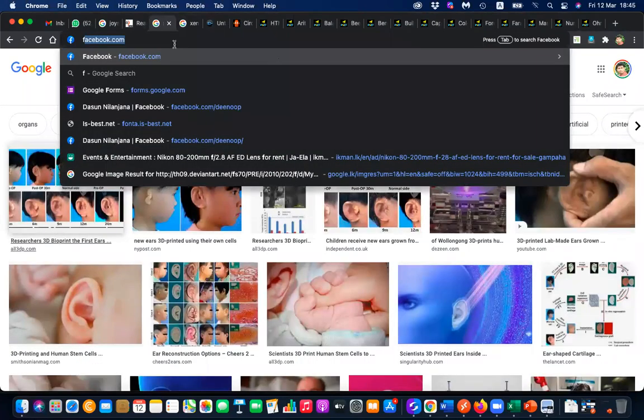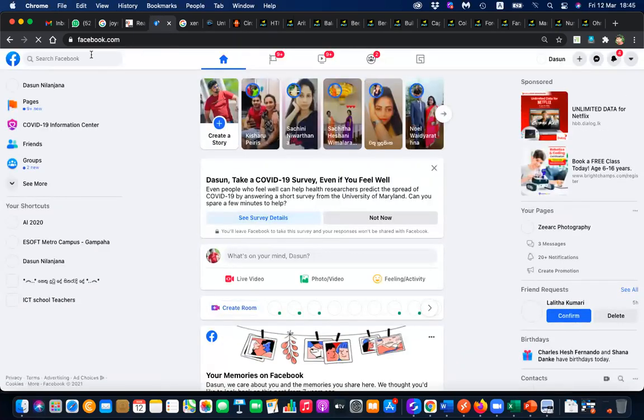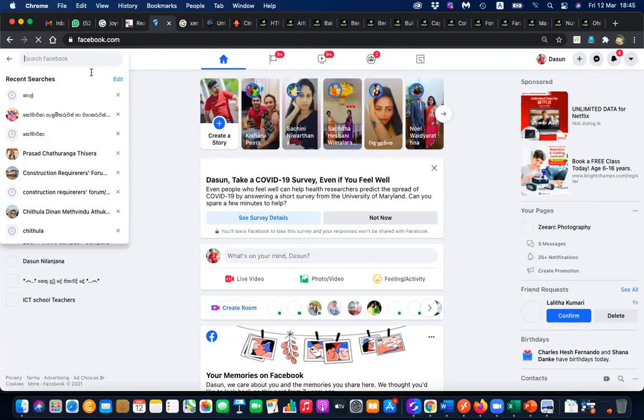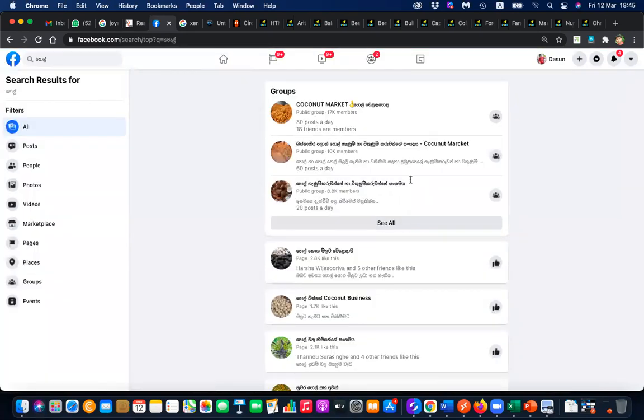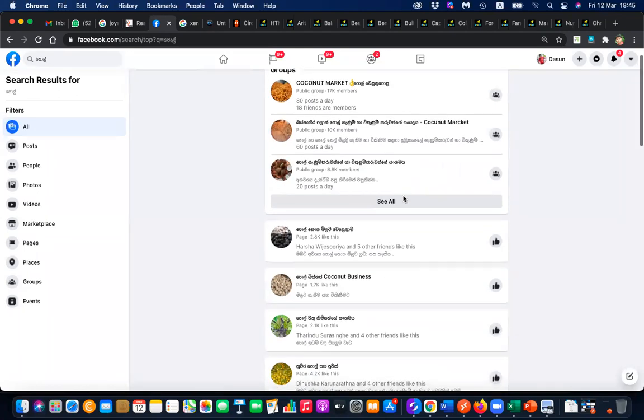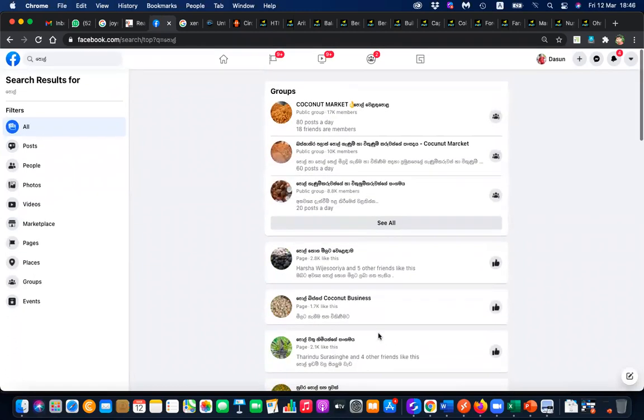When you go to Facebook, you can search for a common term, like coconut. You can see groups for buying and selling coconuts and coconut growers. Everyone related to coconut is in Facebook groups, in social networks.